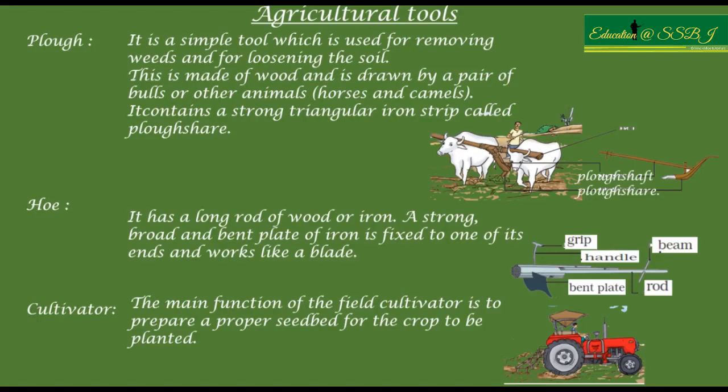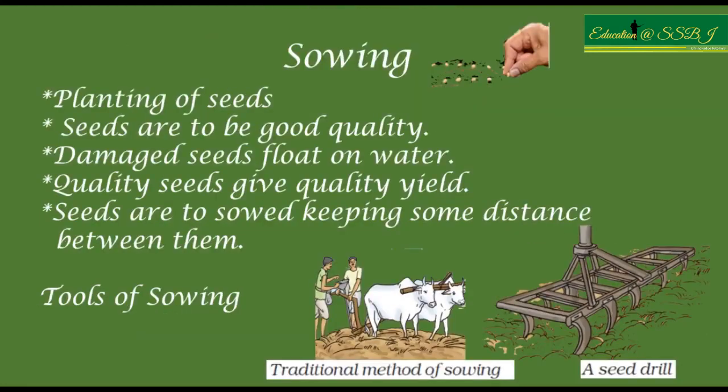After that we have seen sowing, and meaning of sowing is planting seeds. But before that we have to see the quality of seeds. And how do you determine the quality of seeds? Generally damaged seeds float on water. Good quality seeds will give you good quality yield. And therefore when you purchase seeds, we should search for a trusted shop. And seeds are to be sown with some distance because every plant requires proper nutrition.